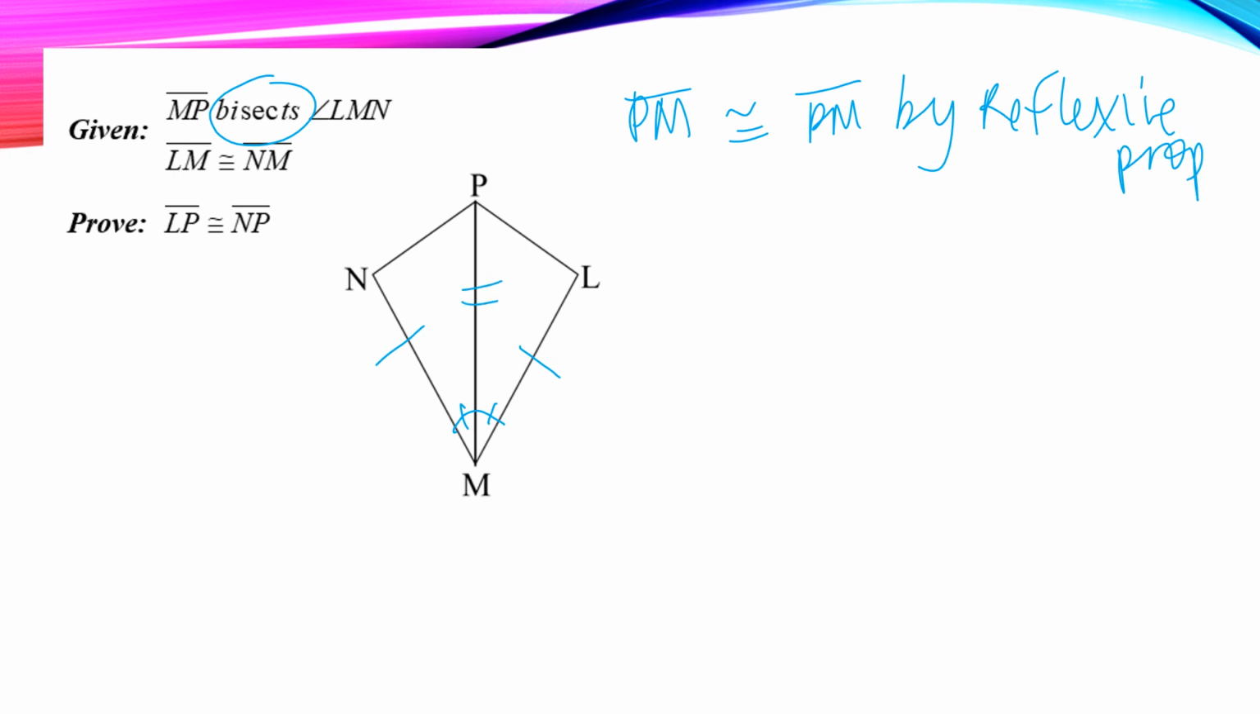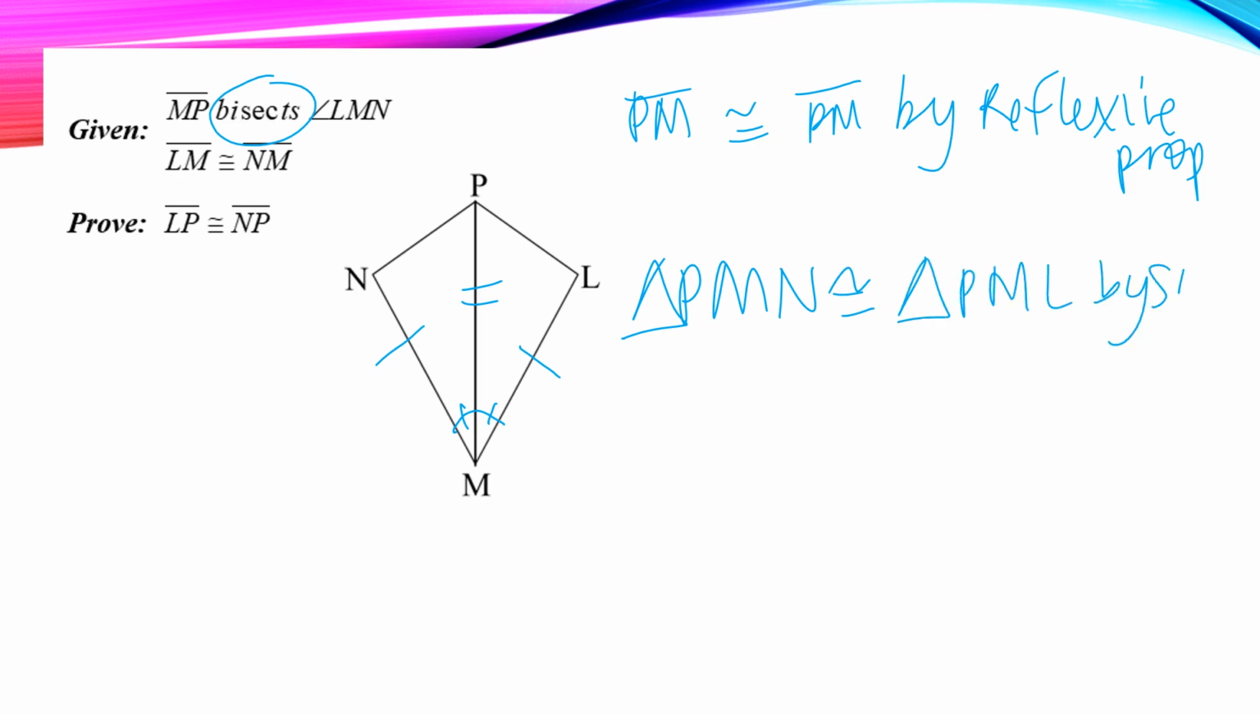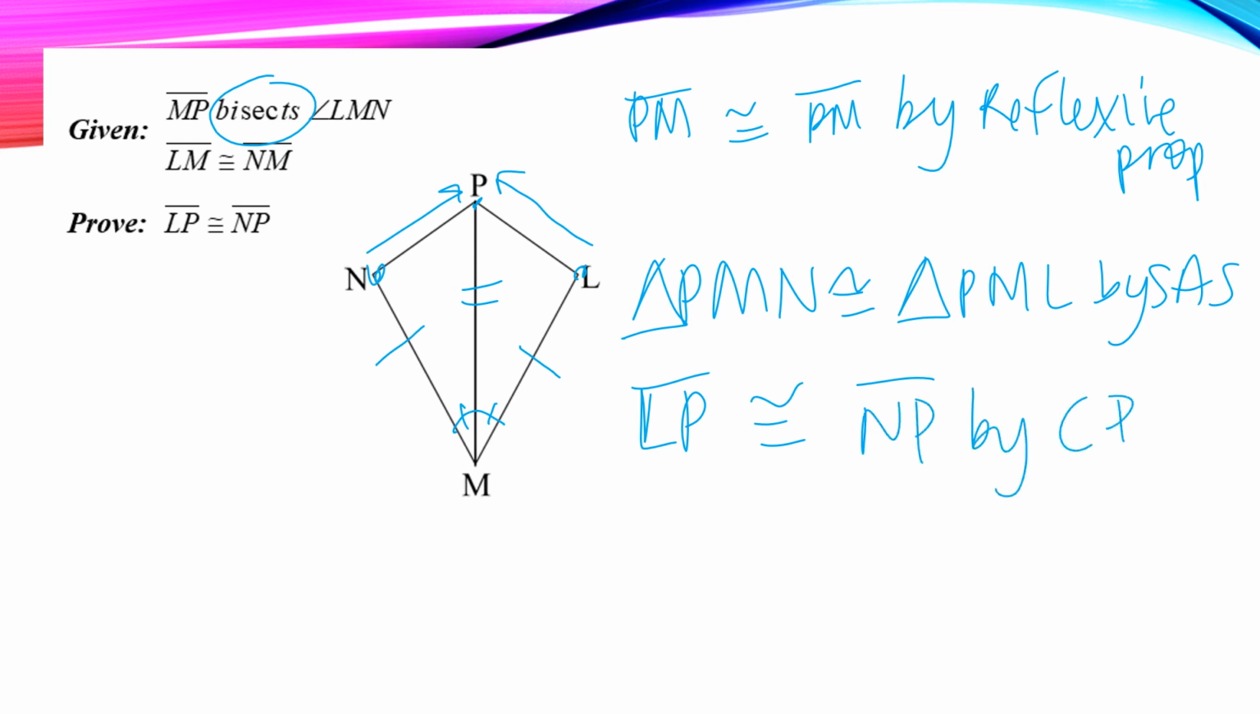I can draw my tick mark in. Then I can say that triangle PMN is congruent to triangle PML by side angle side. So again, we have to prove those triangles are congruent before we do anything. Because we proved that they're congruent, so LP is this way, NP is this way, they both end in P, so LP is congruent to NP by CPCTC.